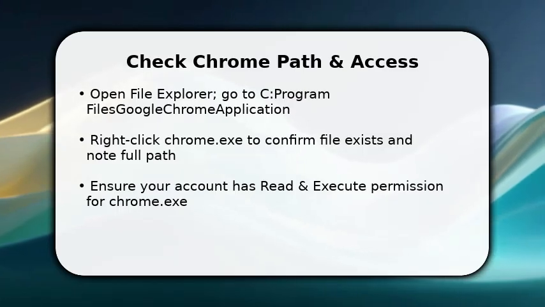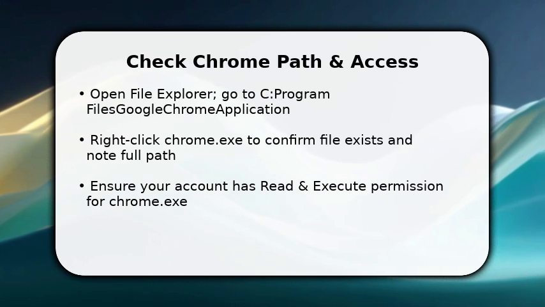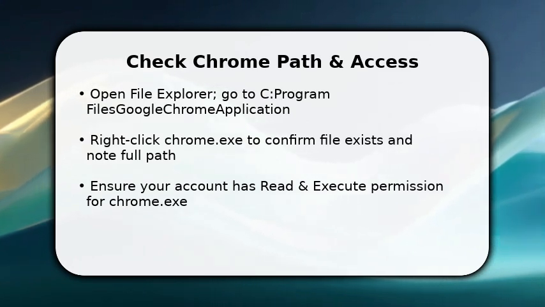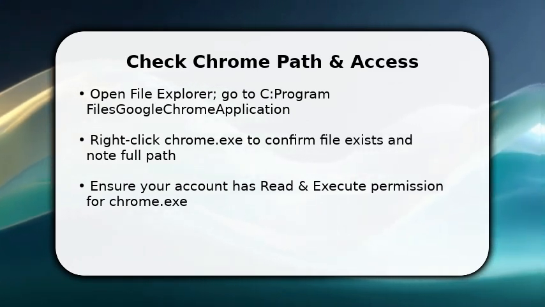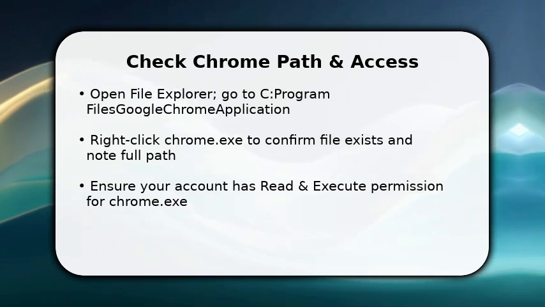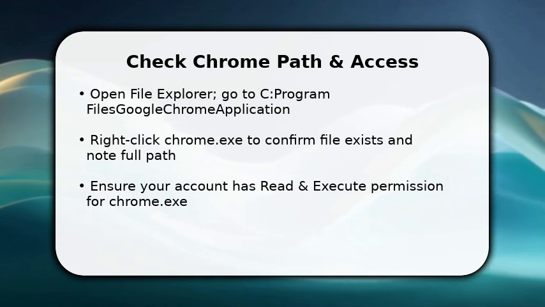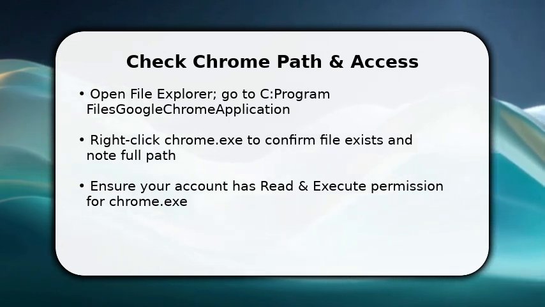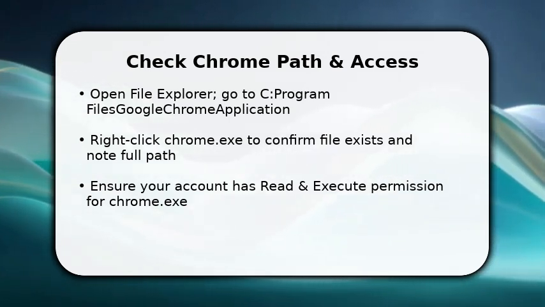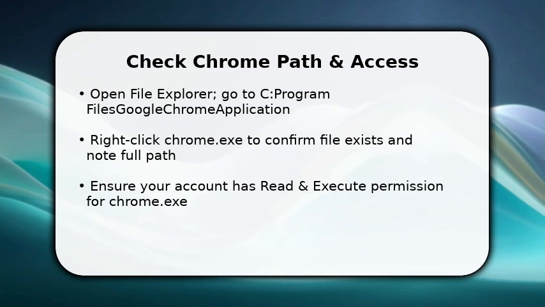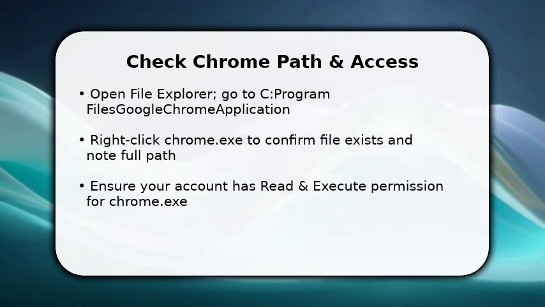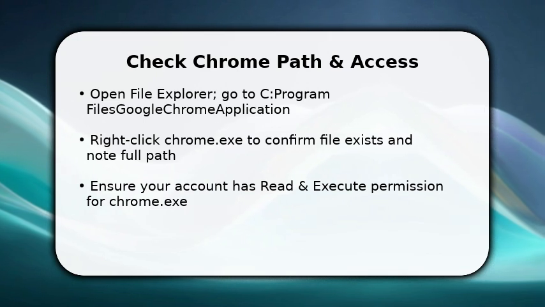You start by verifying the actual Chrome.exe location so you don't chase phantom shortcuts. Open File Explorer and navigate to C:/Program Files/Google/Chrome/Application. Confirm Chrome.exe is present. Once done, right-click and choose Properties to check the exact path shown in Location and confirm your user account has read and execute permission.